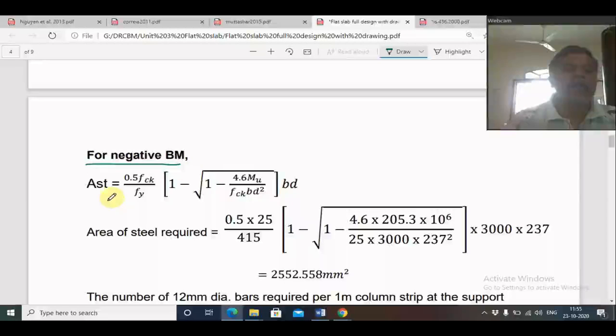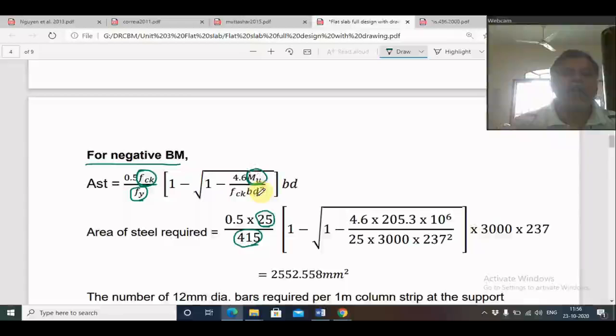We know the formula to calculate the area of steel as 0.5 fck by fy, into 1 minus square root of 1 minus 4.6 Mu by fck b d squared, the whole into b d, where fck depends upon the grade of concrete. Here the grade of concrete is 25, so I have substituted the value as 25. fy is the yield strength of the steel, given in the problem as 415, so that also I have substituted. Then Mu, which moment do I have to use?